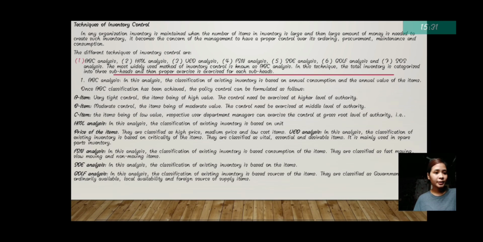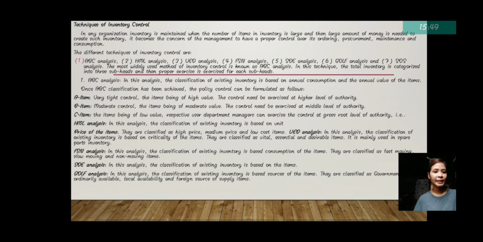So the VED analysis, in this analysis, the classification of existing inventory is based on criticality of the items. They are classified as vital, essential, and desirable items. It is mainly used in spare parts inventory.